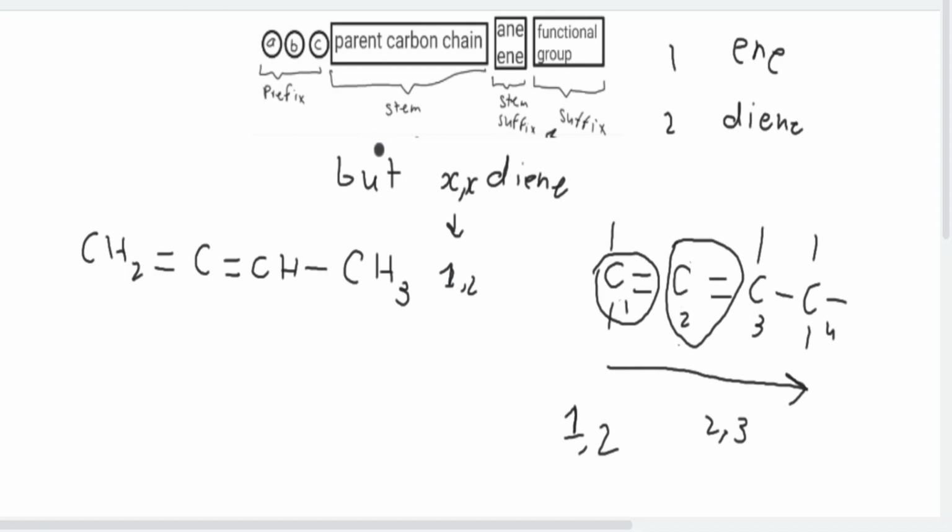So finally, my parent carbon chain is but because there are 4 carbon atoms. My 2 digits would be 1 and 2 because there are 2 double bonds, and this is the least number I'm getting, and diene is the stem suffix.